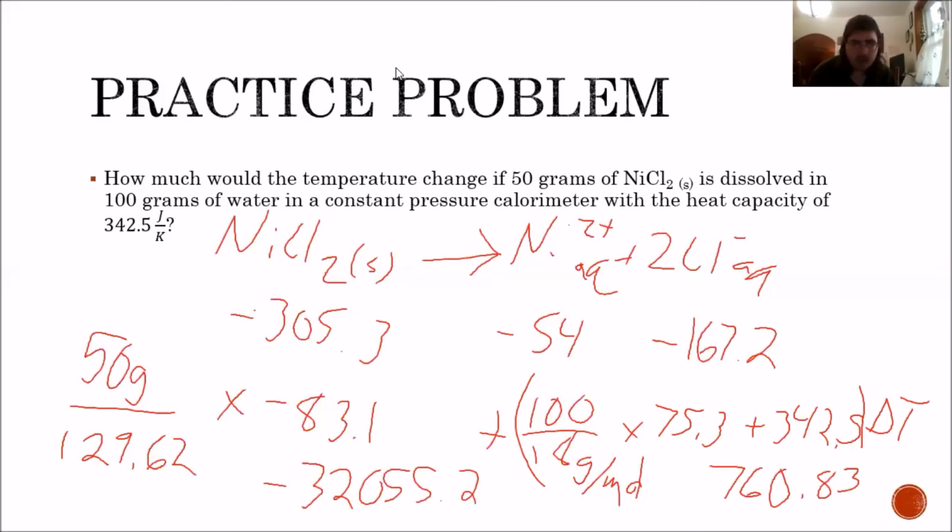And find delta T. All this is equal to 0. So I'm going to get the negative 32055 to the other side. 32055.2 divided by 760.83. That leaves us with the delta T would be 42.1.